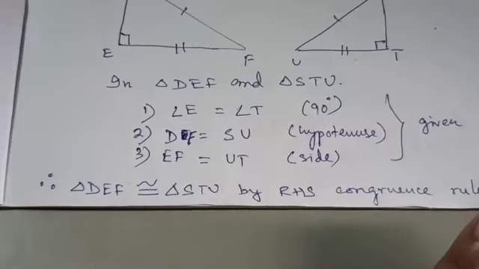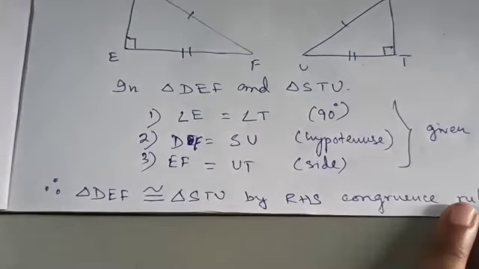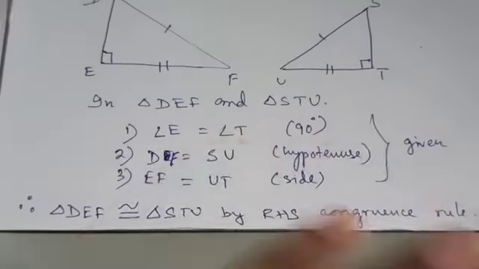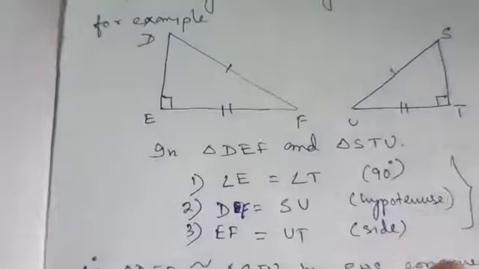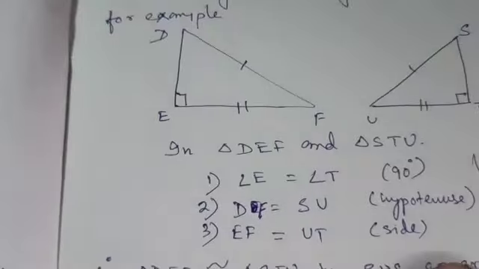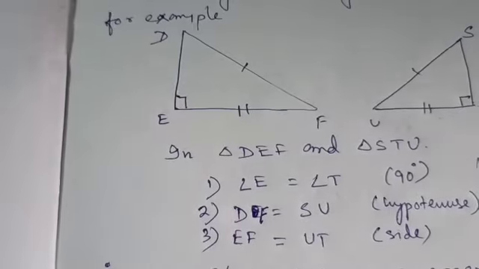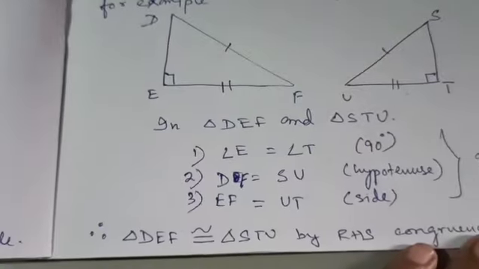So these are your 5 different kinds of congruence rules, and today this much we are going to do. From next day we are going to start exercises. So today, till this much.